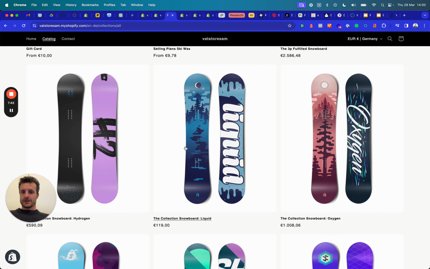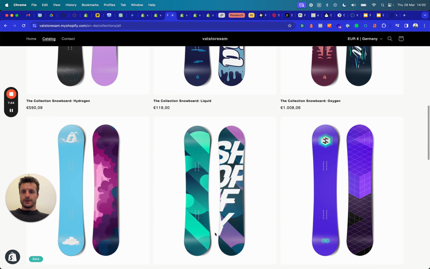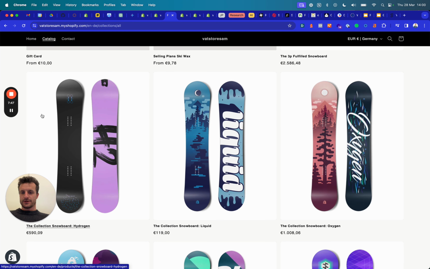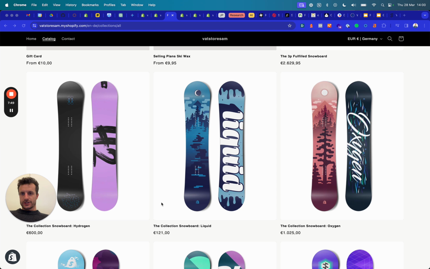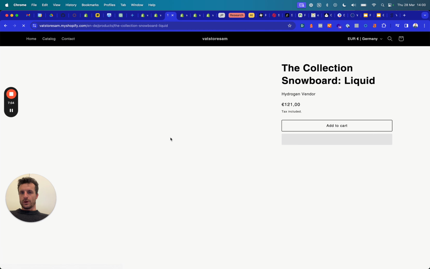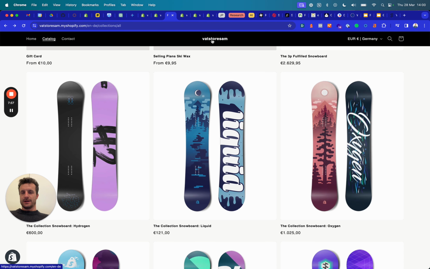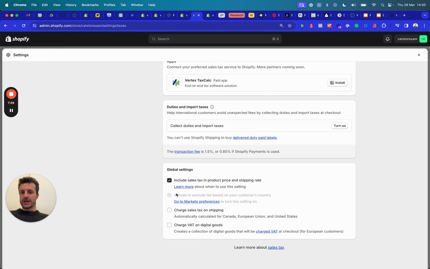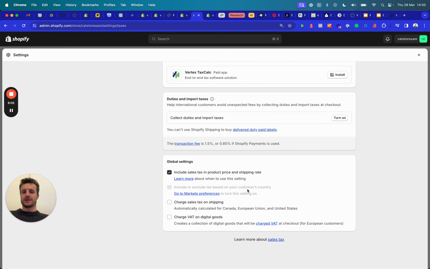So preferences are saved. If we now refresh a couple of times, I will pause it for a second. Then you can actually see that for Germany, we're still in the German market, right? That it all of a sudden goes to 121, which is indeed the same as in Belgium. Why? Because we unchecked the box that says include or exclude taxes based on the customer's country, which is a bit weird in this sentence because actually it says include or exclude tax, but it doesn't say charge the local tax. But this is also a consequence of checking this box.